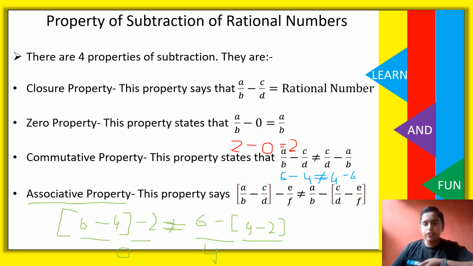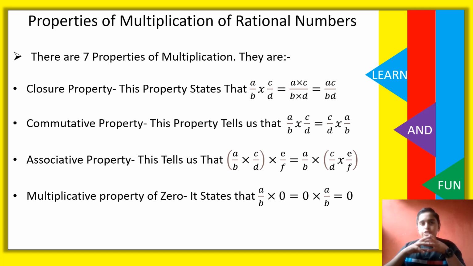So next we'll move on to the properties of multiplication of rational numbers. Now we'll study about properties of multiplication of rational numbers. There are totally 7 properties of multiplication of rational numbers. The first property is closure property, second is commutative, third is associative, fourth is multiplicative property of 0, and the other 3 are given on the next slide. Once we go there, I'll tell you about them.